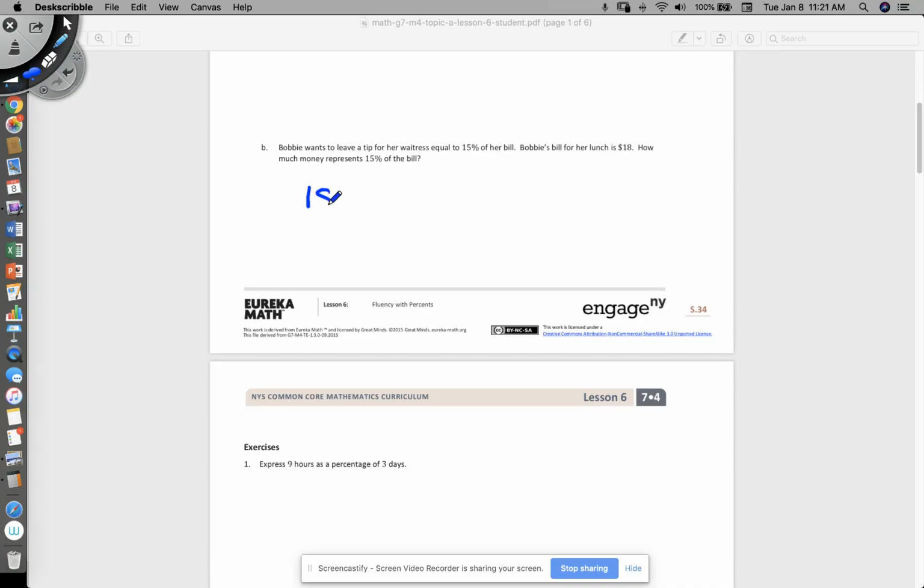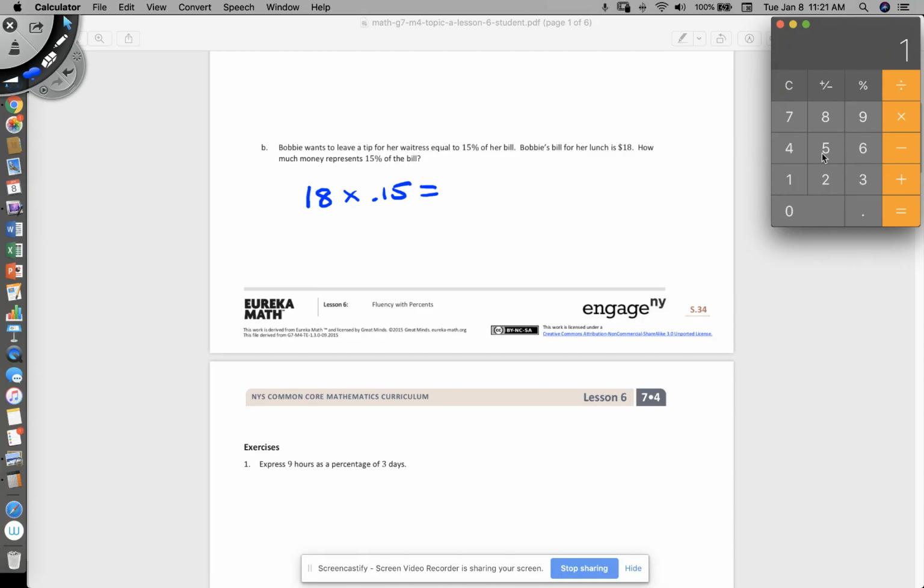If the bill is $18, and I want to know what 15% of that is, I'm just going to multiply by decimal .15. If you remember this from, I believe, lesson 1 or lesson 2, 15% when we transferred that into a decimal was just point and the number. So you would take your calculator, if you're sitting at a restaurant, do 18 times decimal .15, and it's $2.70.